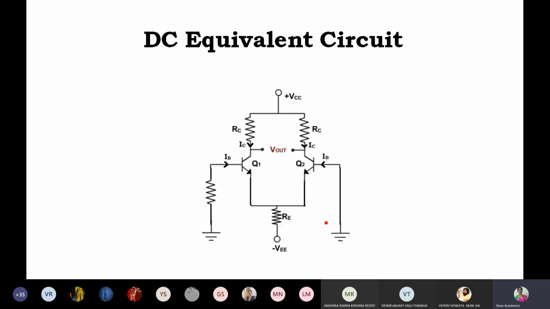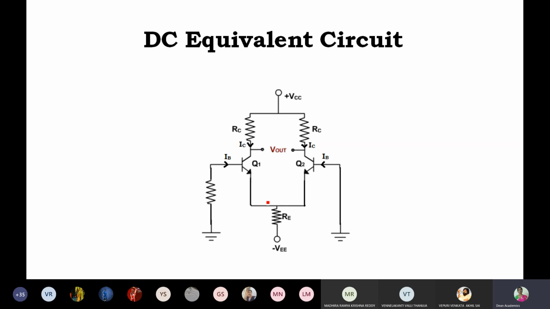Now, this is the single input dual output differential amplifier. Then the DC equivalent circuit. Akhil, how do we draw the DC equivalent circuit? You are responding well. Just remove the voltage source. Very good. You remove all AC voltages, and since it is a single input circuit, we remove Vin1 here, and this is the DC equivalent circuit.